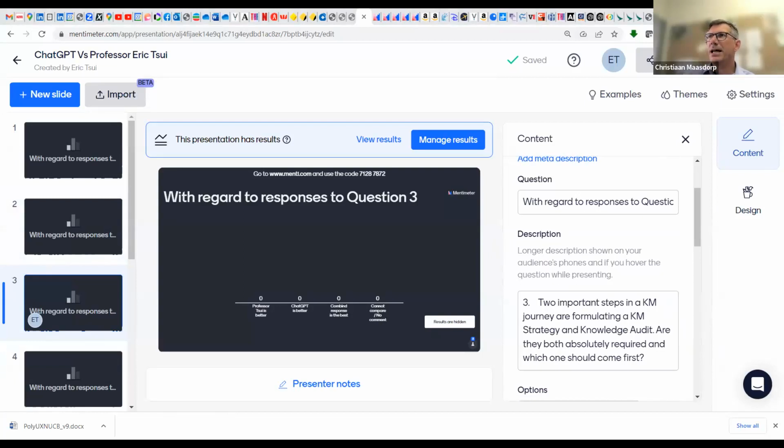2 important steps in a KM journey are formulating a KM strategy and a knowledge audit. Are they both absolutely required? And which one should come first?